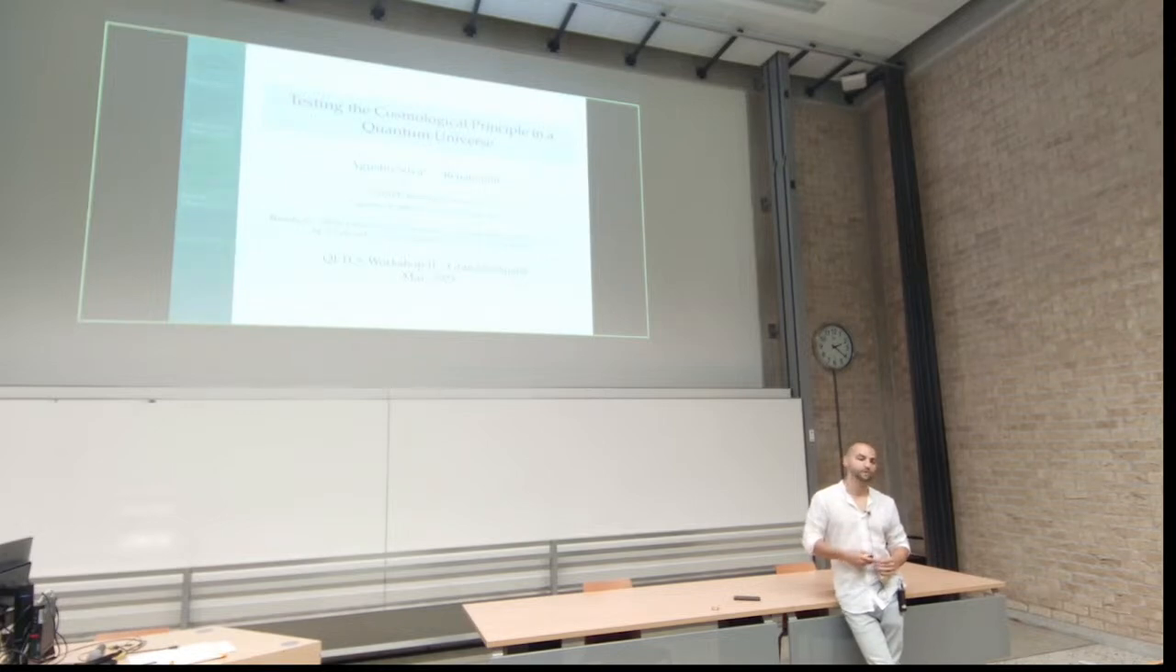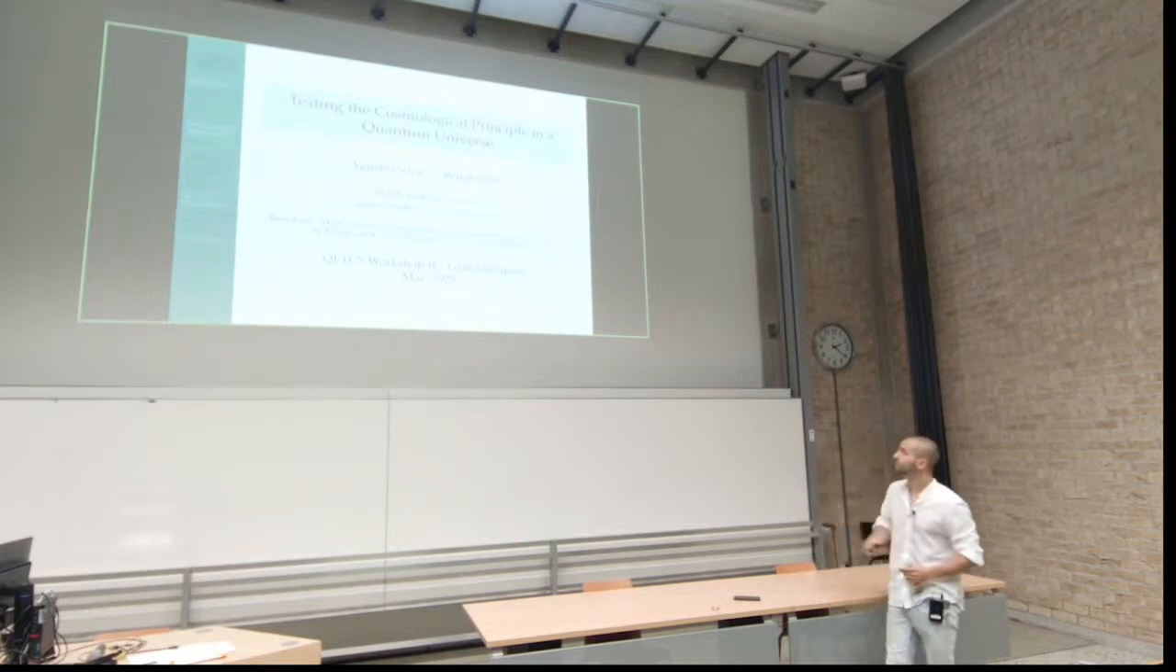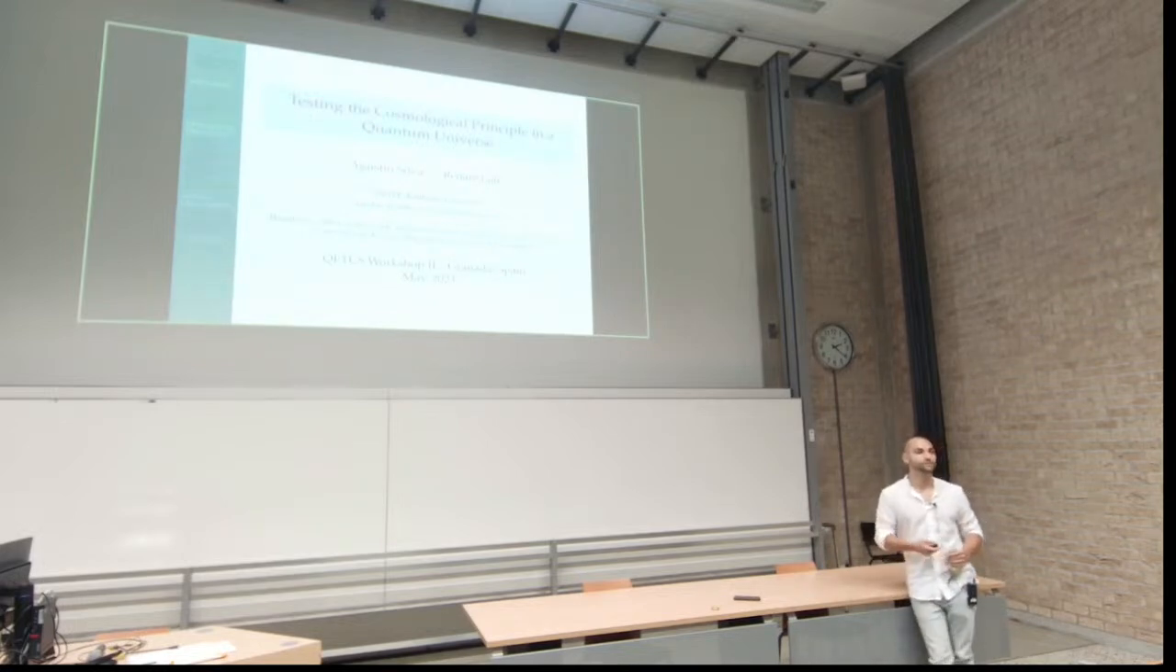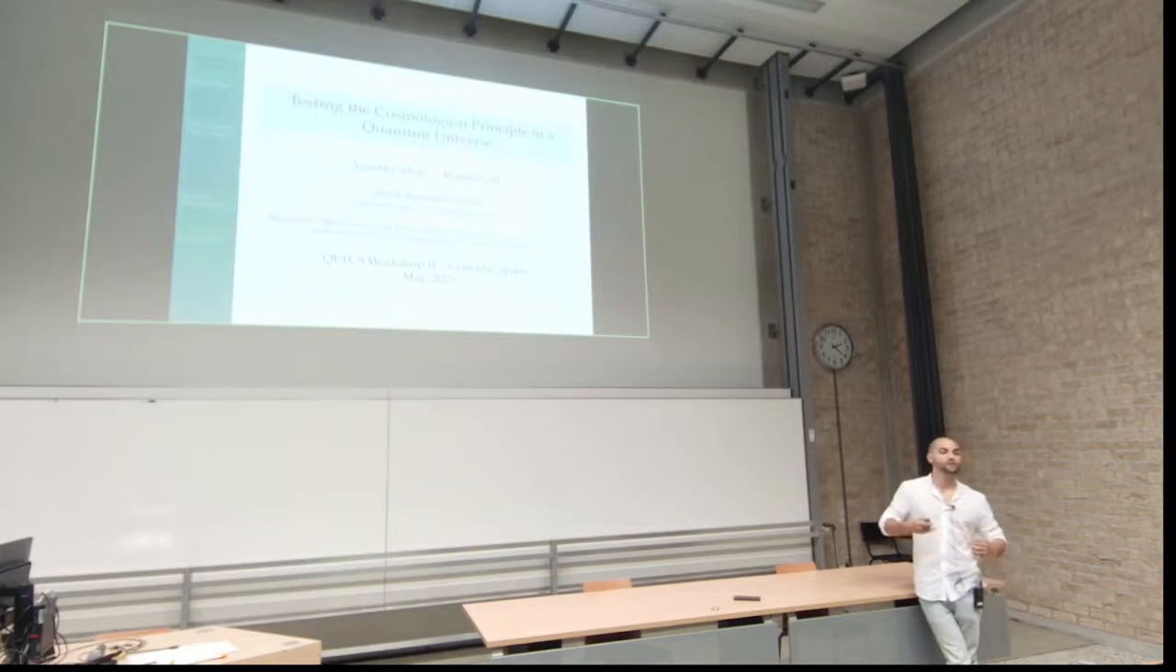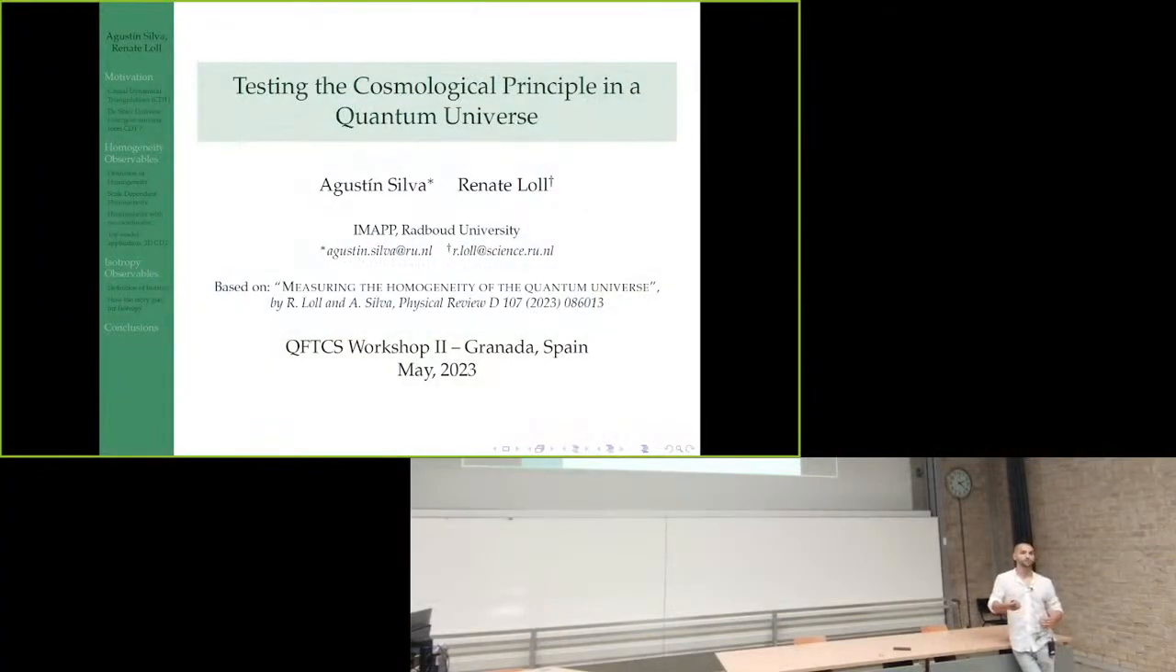Does your theory provide emergent symmetries? And we will be focusing on asking causal dynamical triangulations if the theory actually provides an emergent universe with some emergent symmetries. In particular, we will be asking if the emergent universe coming out of causal dynamical triangulations is isotropic and homogeneous.